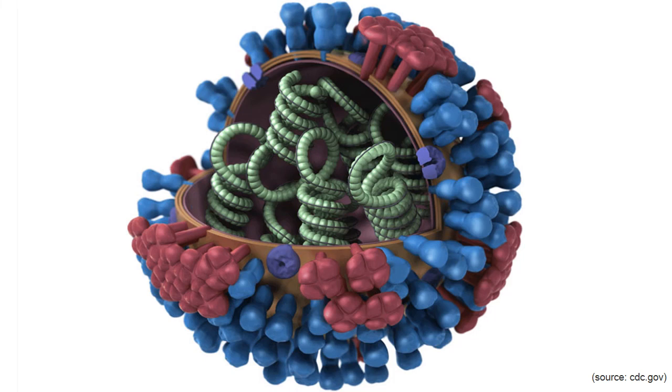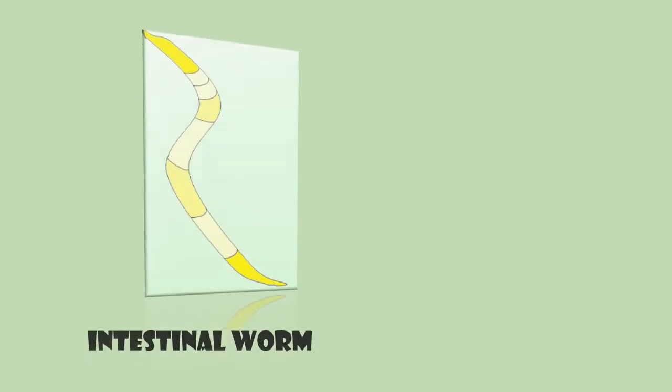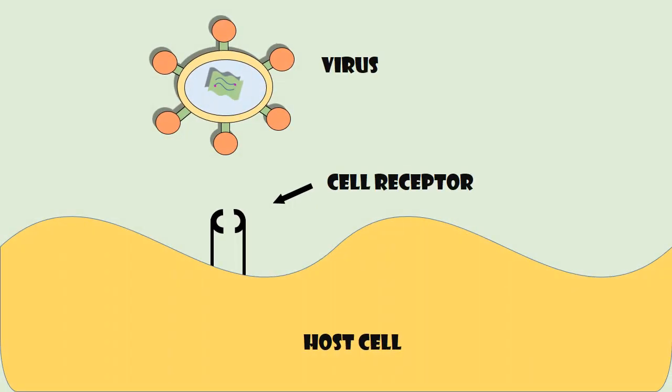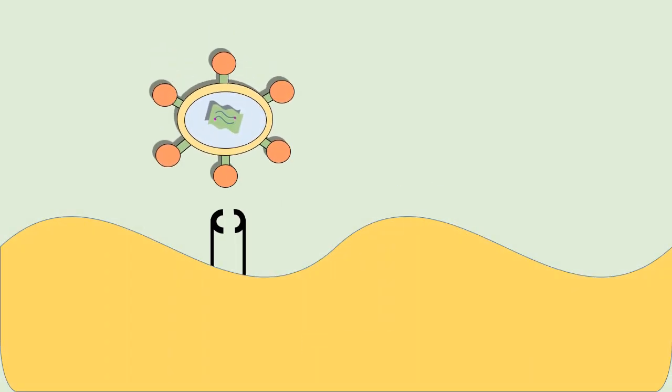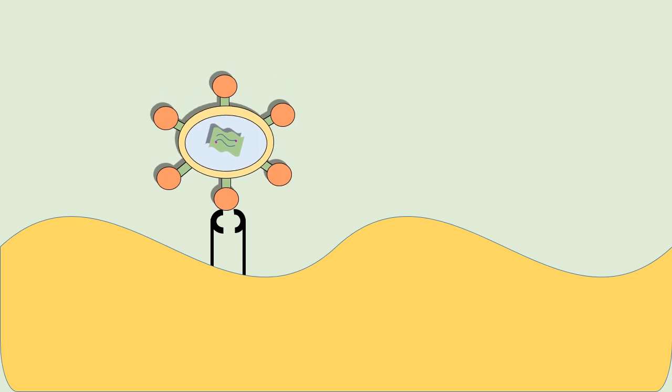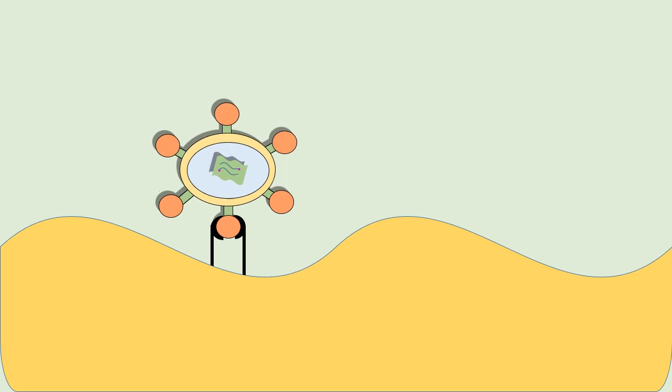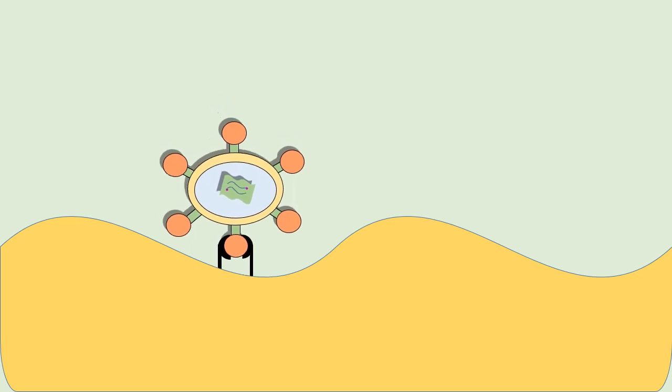Viruses are so simple they don't even have means for self-replication. In this regard, they are very different from other parasites such as intestinal worms and lice. Therefore, to propagate, a virus enters a host and uses its resources for reproduction. The protein coat around the virus helps infect by imitating the proteins of the host cell.